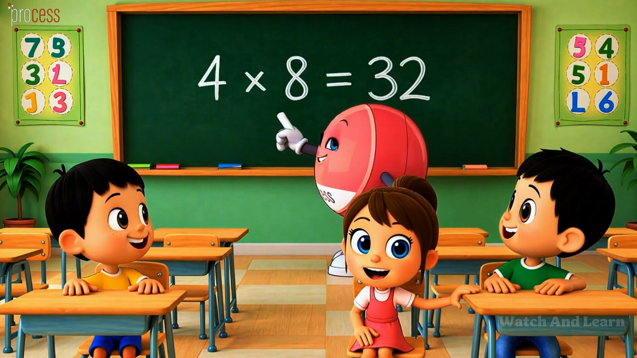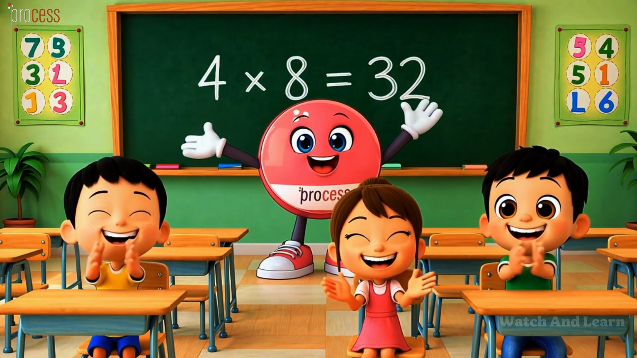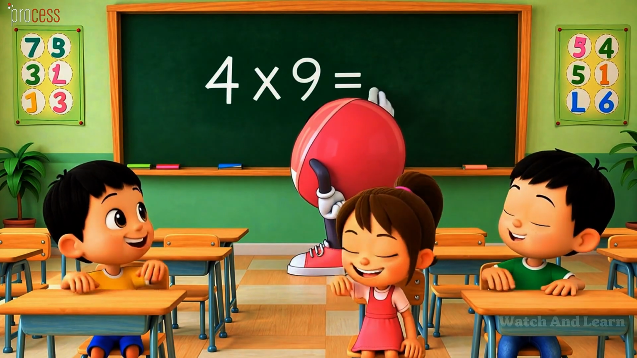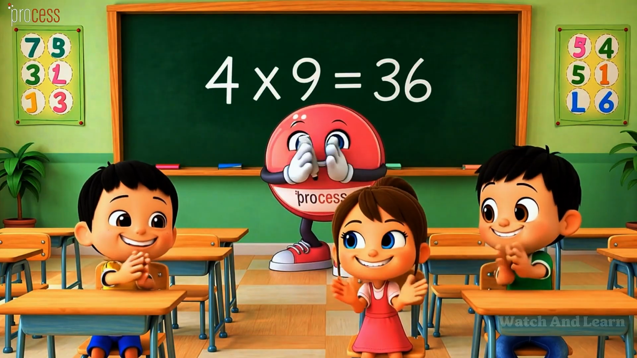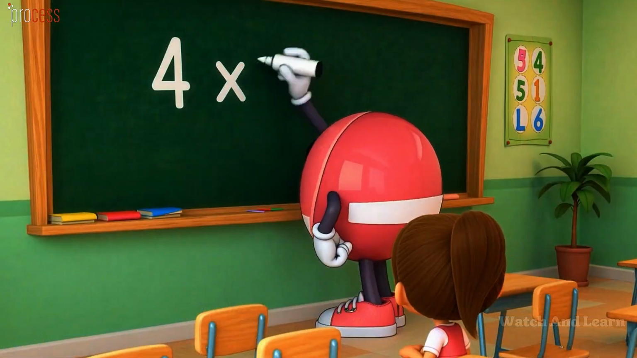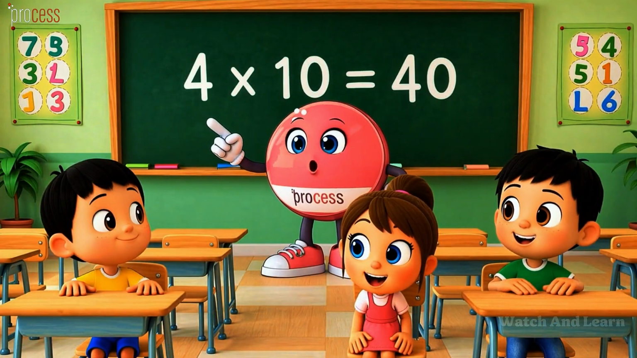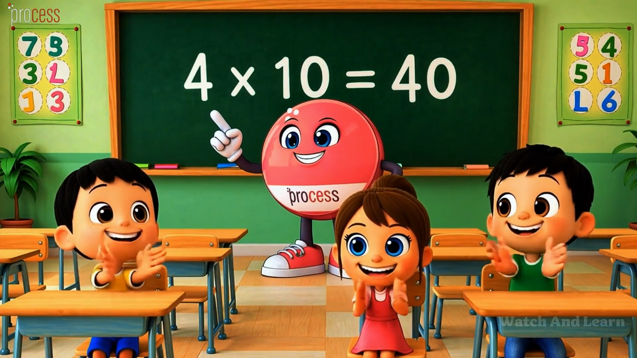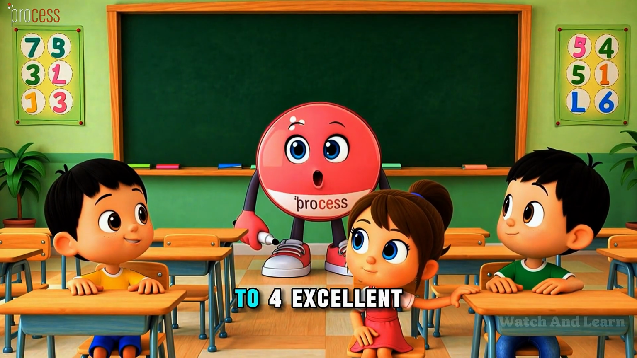4 times 8 is 32. 4 times 9 is 36. 4 times 10 equals 40. Very good, kids. We have learned the tables up to 4.